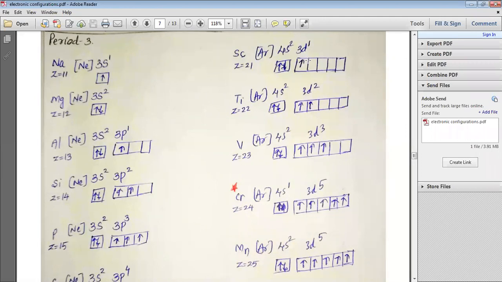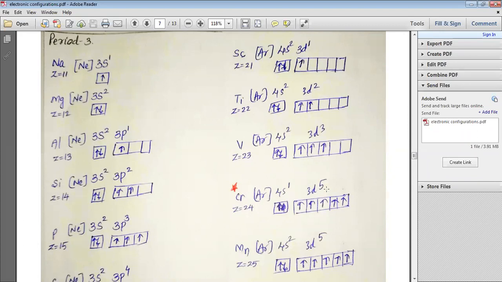Now again, Z is equal to 22. We have titanium, argon 4s2, 3d2. So now the second electron goes into another degenerate orbital with the same up spin. It does not get paired into the first orbital with the down spin. These are degenerate orbitals, and all of them have to be singly occupied, with one electron each, and then we can start pairing. So in vanadium, Z is equal to 23, argon 4s2, 3d3.